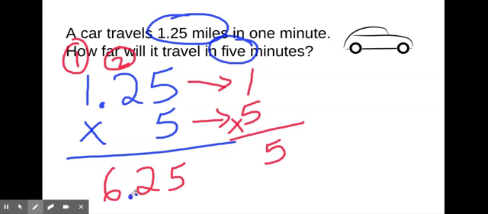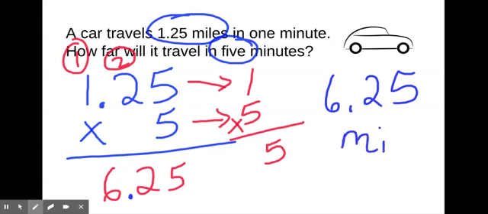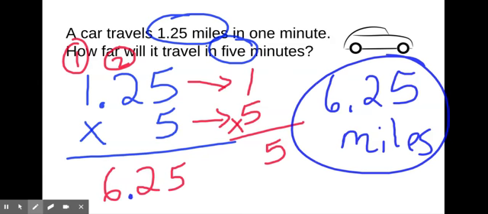Therefore, I know my decimal point should go right here, and I can say that this car will have traveled 6 and 2500th miles in 5 minutes. Let's try another example.